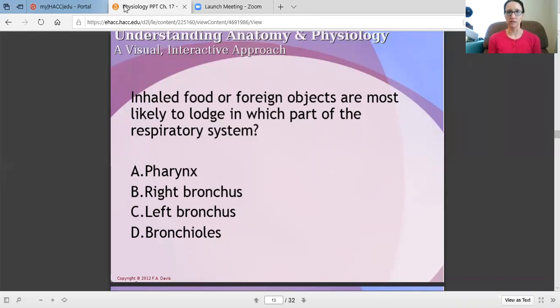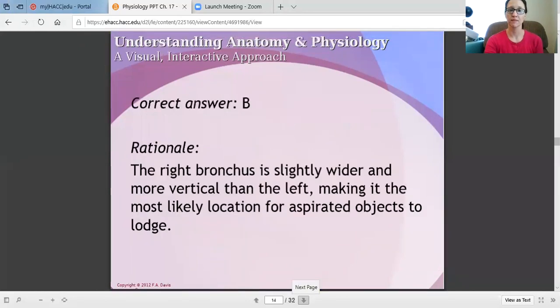Now, before we go on to muscles of ventilation, we're going to have a bit of a review question. Inhaled food or foreign objects are most likely to lodge in which part of the respiratory system? A, pharynx, B, right bronchus, C, left bronchus, or D, bronchioles. Did you guess B? Ta-da! B is the correct answer. Pat yourselves on the back if you answered B.